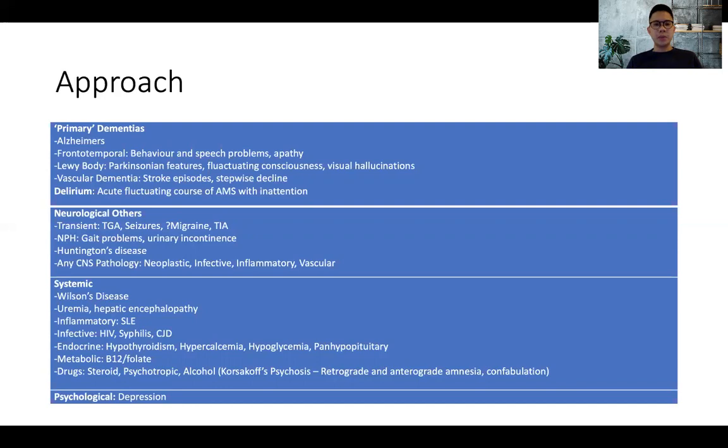So it would be important to consider these big groups when one studies for the approach of cognitive impairment and amnesia.